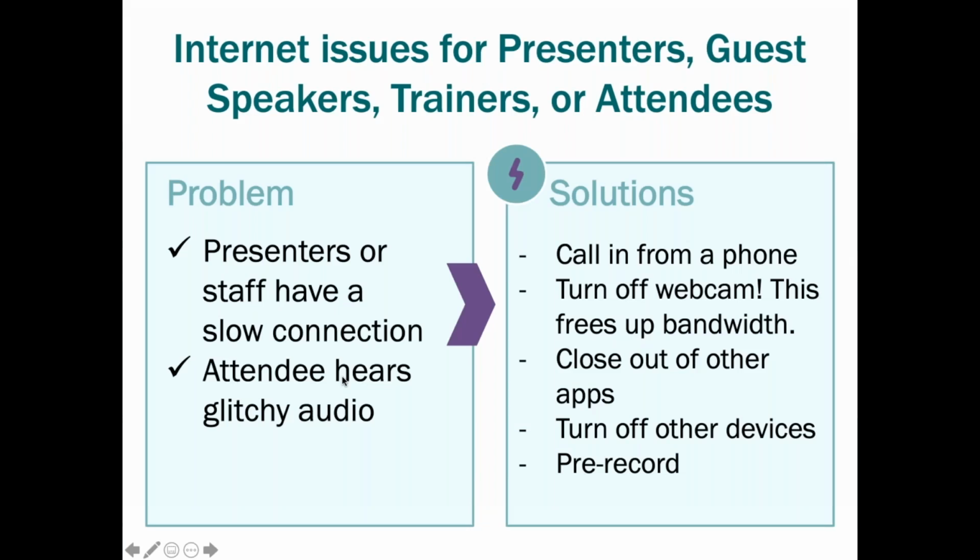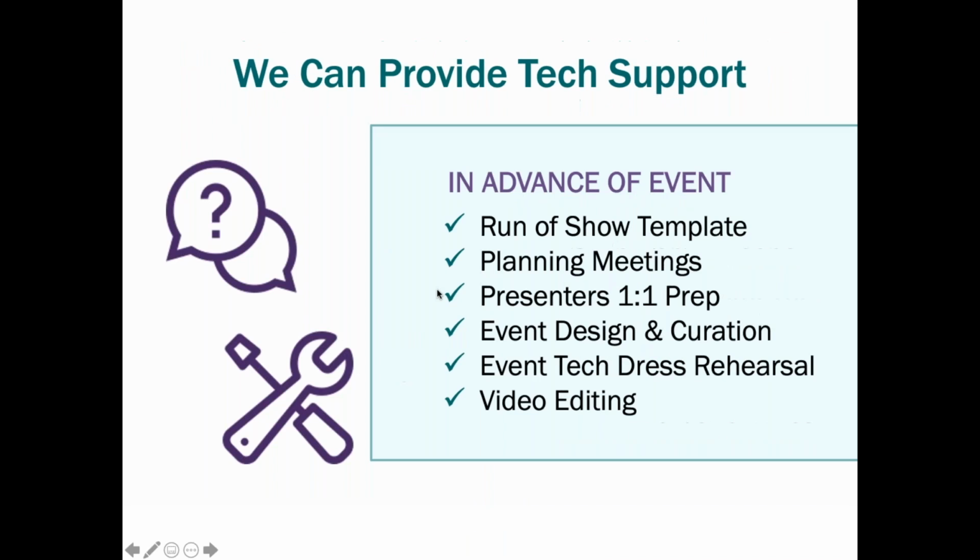So very important, because humans are not robots and we do things that we don't expect may cause an issue, right? So internet issues. Oh, these are always a problem, right? If your presenter or staff have a slow internet connection, they probably should go off webcam. Maybe close out all the other applications, right? Turn off other devices, maybe call in from a phone, potentially do a pre-record option if possible, right? These are just things that you always have to be thinking about.